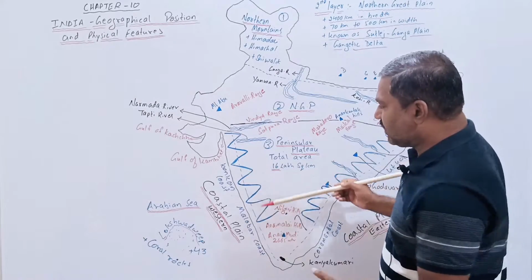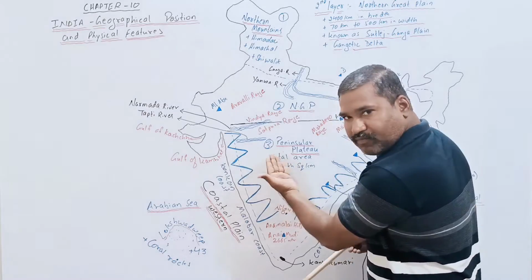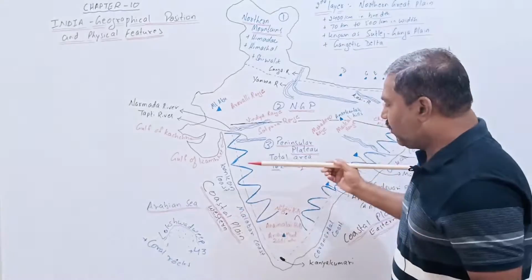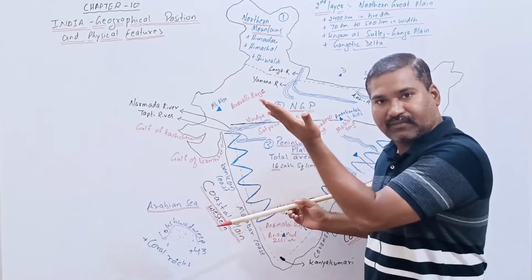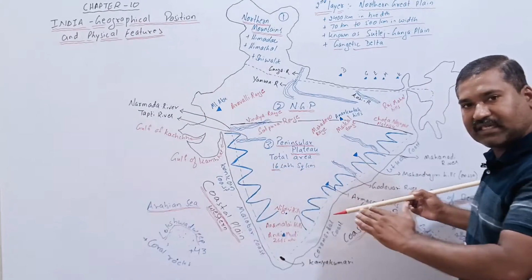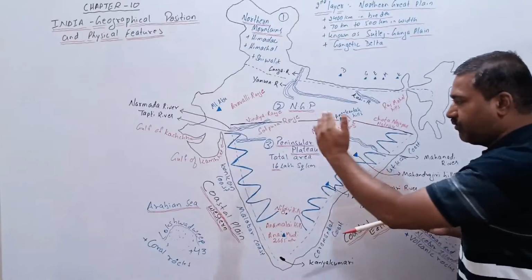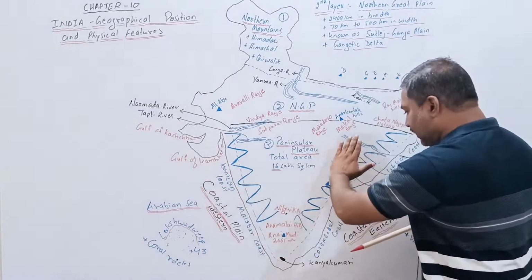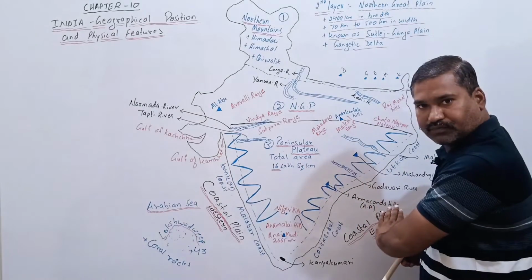Another side, the surface height. The fourth point: the Western Ghats are high, whereas the Eastern Ghats are low.